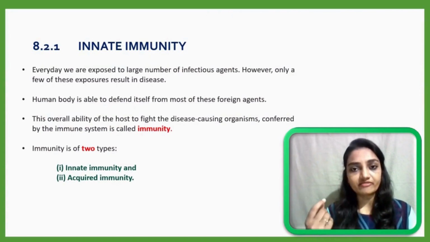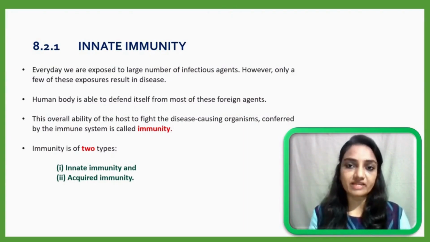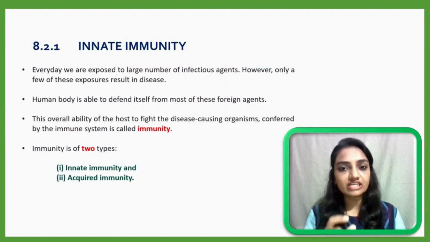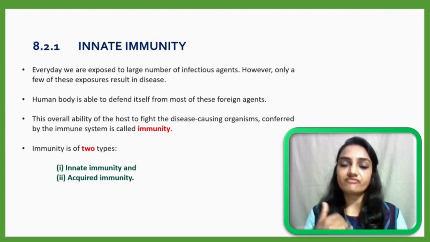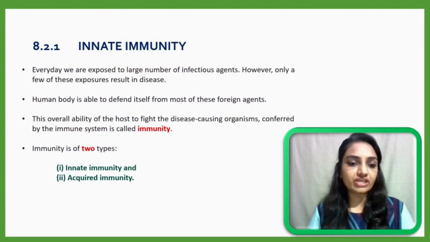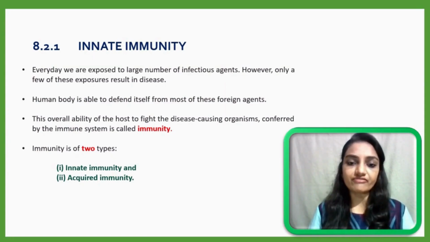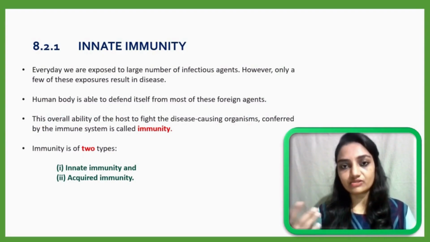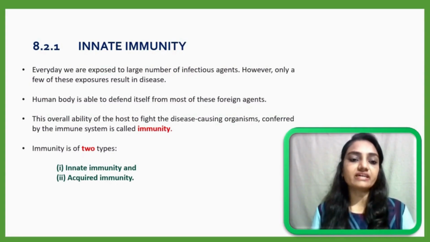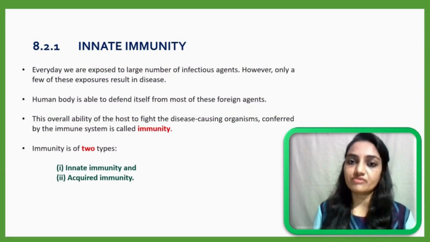That ability to fight against pathogens is called immunity. It is a natural phenomenon, a natural ability found in the human body to defend itself from most of these foreign particles, foreign agents. The overall ability of the host to fight the disease-causing organism, that is called a pathogen, conferred by the immune system, is called immunity.